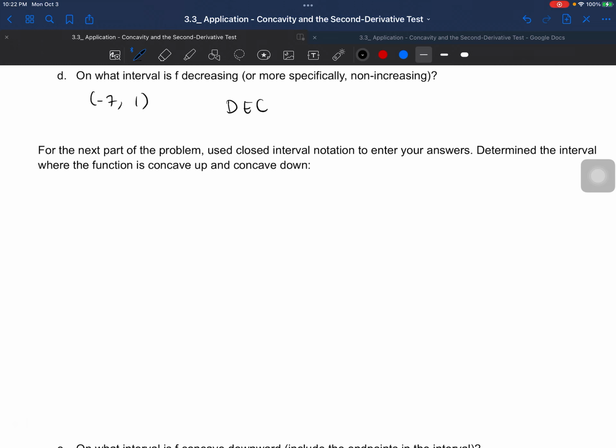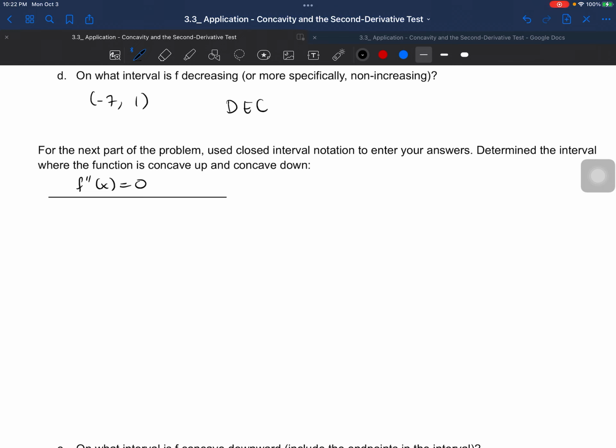So let's go ahead and move on to the next part, which is asking us to find where the function is concave up and concave down. So let's look at that. For that, what we need to do is almost the same process as we did before, except that we're doing it for the second derivative. So we need to find where the second derivative is equal to 0.